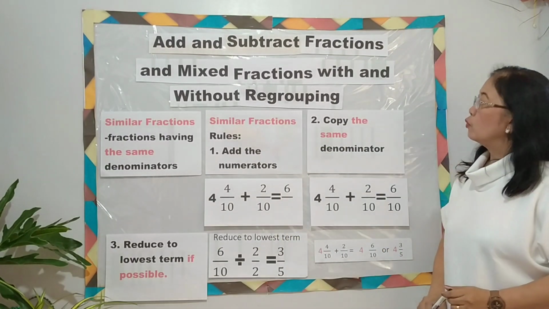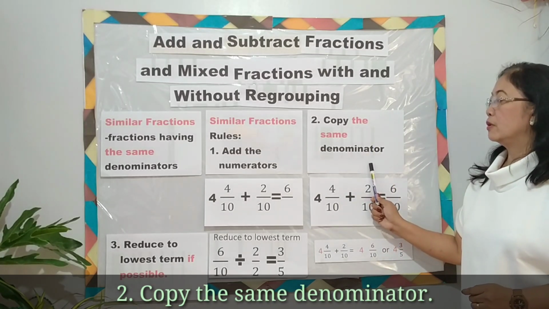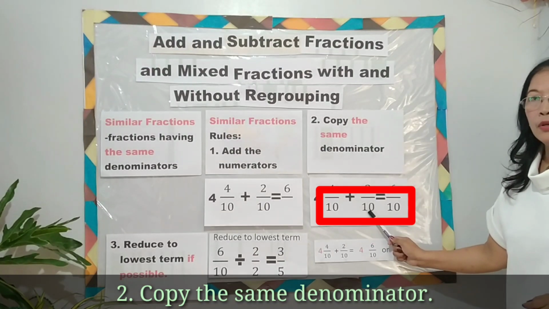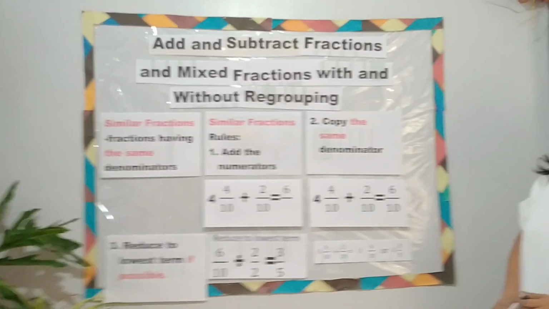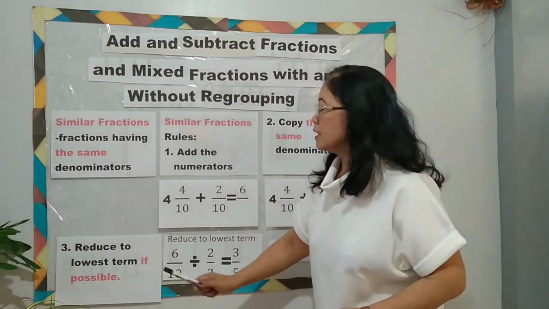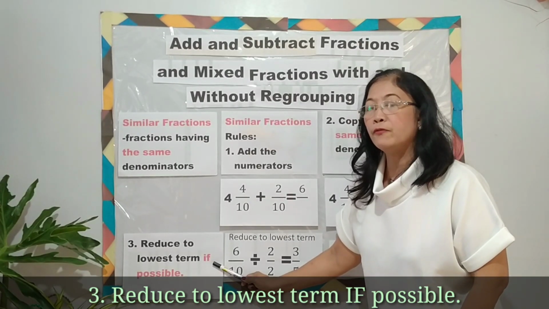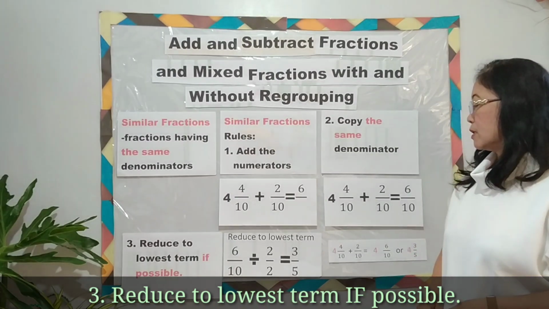For the second rule, you have to copy the same denominator. So all you have to do is to copy the denominator, which is 10. And then, the third rule is to reduce your answer to lowest term if possible. So how are you going to do this?